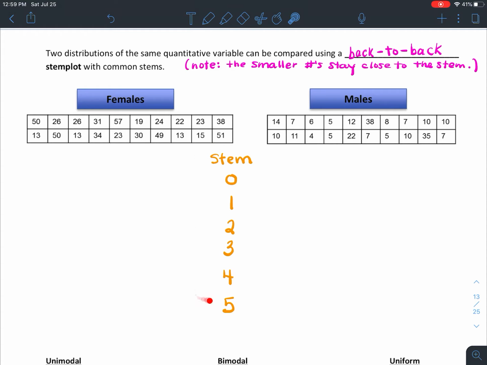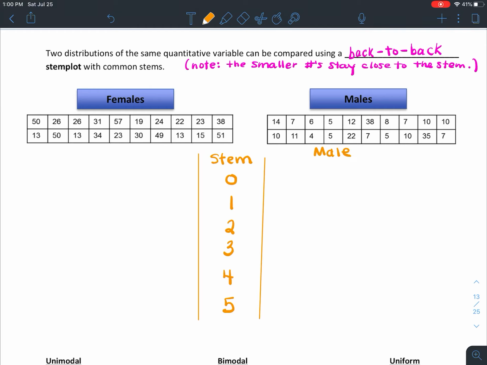And I need to include the stem, which is representing my tens place. So on something like 7, 0 would be the stem. Okay, now I'm going to put a line here, but I'm also going to put a line here. This is for my back-to-back stem plot.